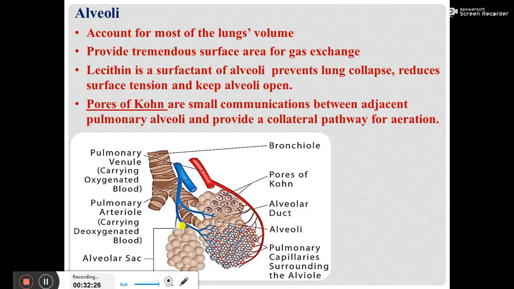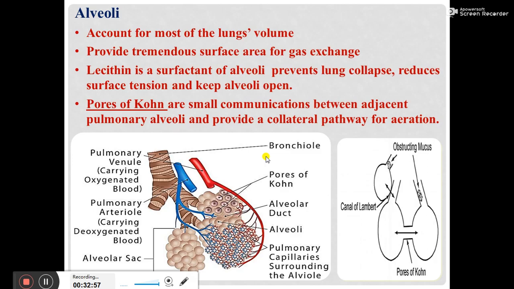Next, also there are pores of Kohn. So what are they? They are small communications between adjacent pulmonary alveoli and provide a collateral pathway for aeration. So we see this grapes-like structure of alveoli, but between them also there is a communication, and there is a sort of give and take of air. So this is helped by pores of Kohn.